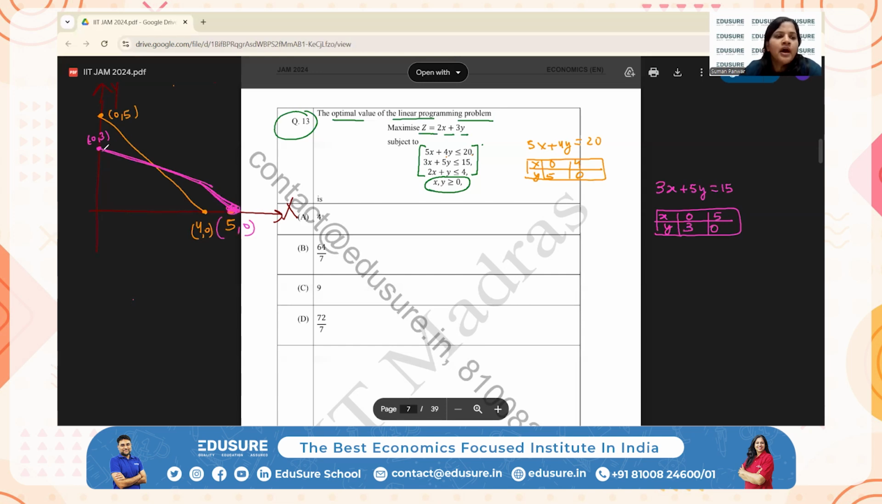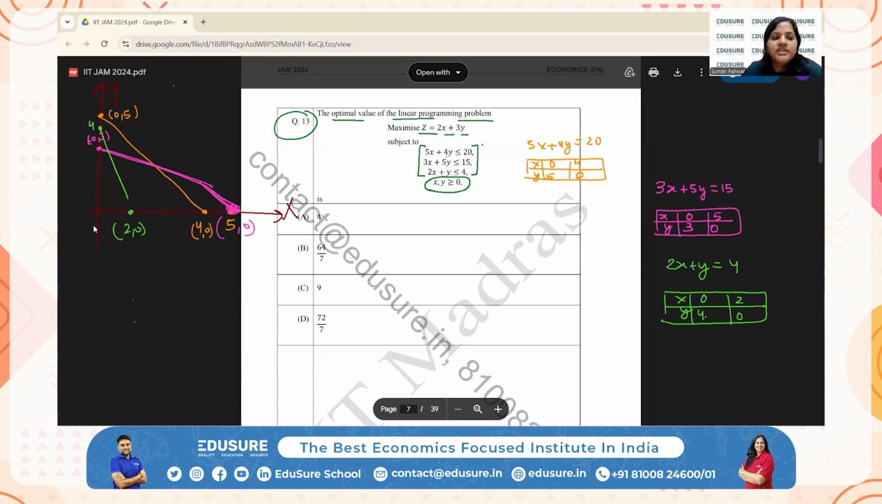Okay. Now, if you look at the third one, 2x plus y equals 4. So this is x, this is y. Put x equals 0, y is 4. Put y equals 0, x is 2. So we have 0 comma 4. This is 4 and 2 comma 0. So somewhere over here. Okay. So now we've drawn these 3 lines.